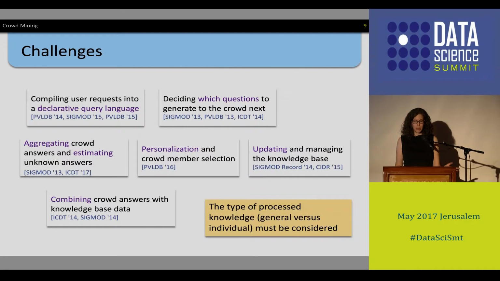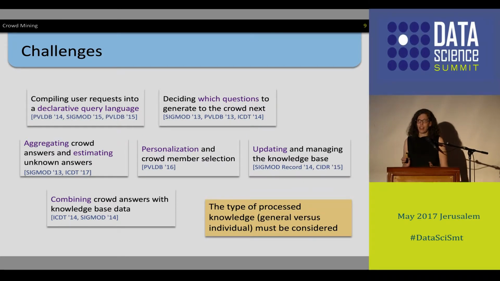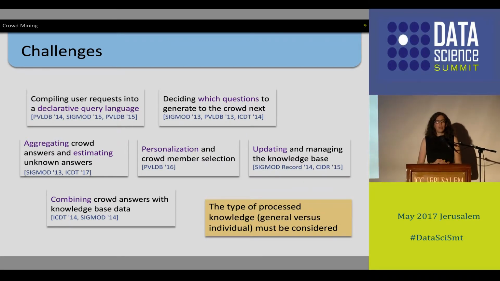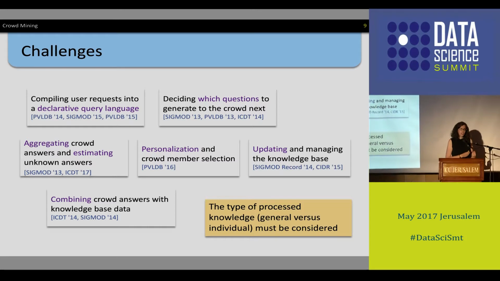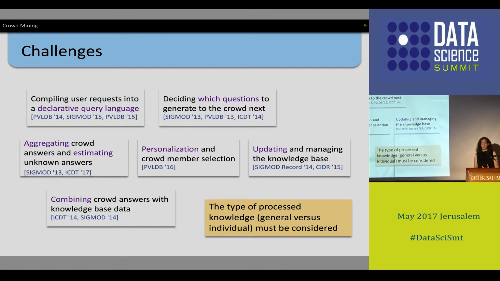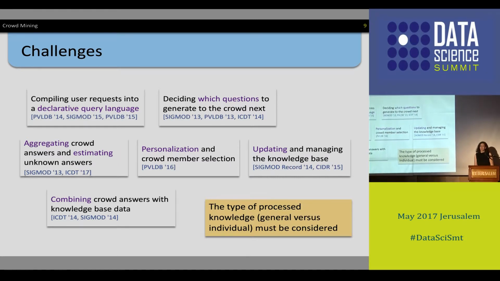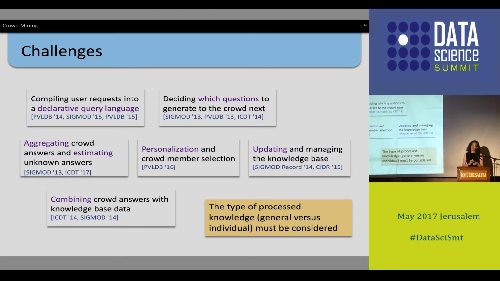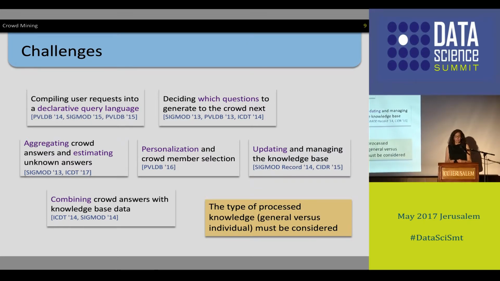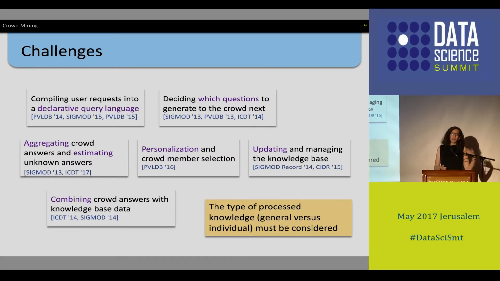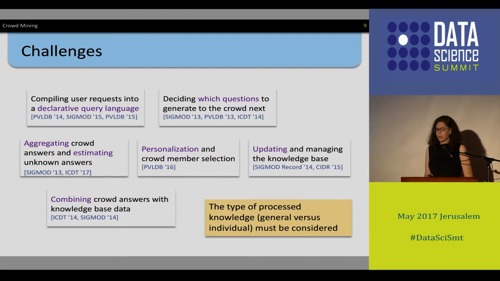So the challenges that we have here at a very high level. We want to be able to compile an initial question into some declarative formal language so that we will be able to decompose it and optimize the evaluation of this question. We need to decide which questions we're going to pose to the users by our system, okay, to identify the pieces of data most relevant to be asked about, and we need to be able to analyze the answers.